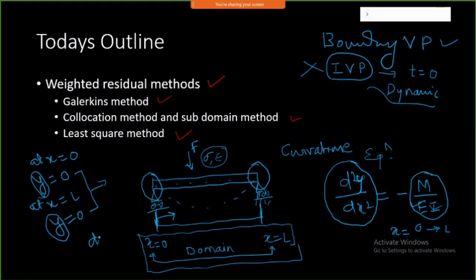Similarly, you can have dy by dx as one of the conditions, which is again a slope condition. Then it becomes a second order, then third order, like that, first, second, third. You can go on including multiple boundary conditions for this.